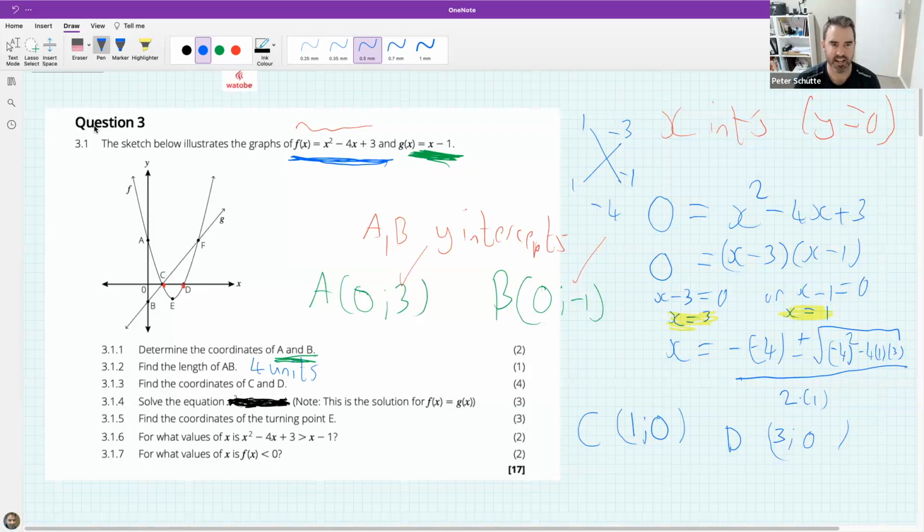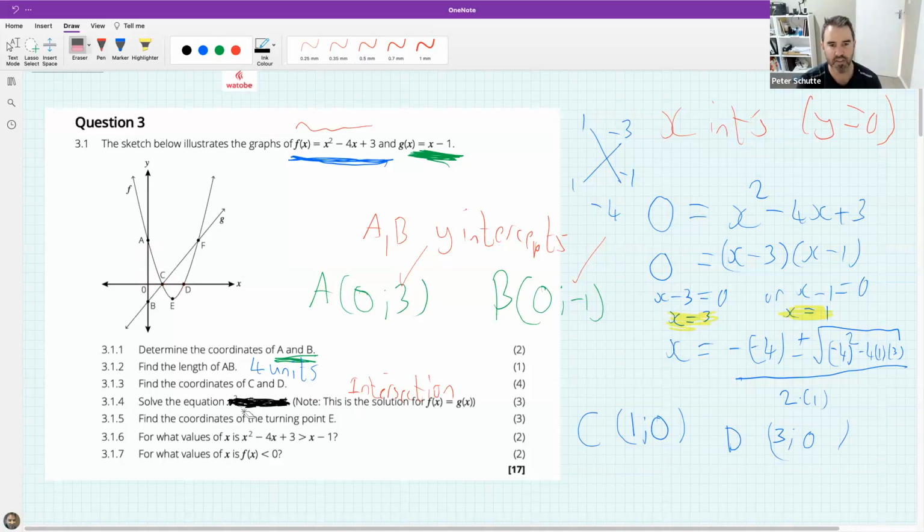And Mbali and Zanele, you're completely right. I see your answer there. Okay, now it looks like we're all okay. Now what we're going to do is try and find the intersection points of F and G. So I'm going to change this question. 3.1.4 is going to be to find the intersection points of these two graphs.